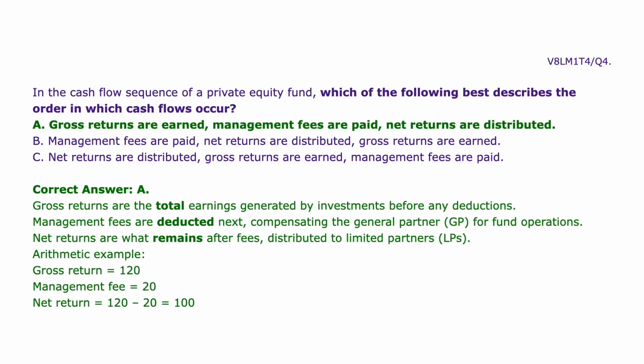Investments generate gross returns, then fees are paid from fund assets. After that, net returns are distributed to limited partners. Option A is correct.